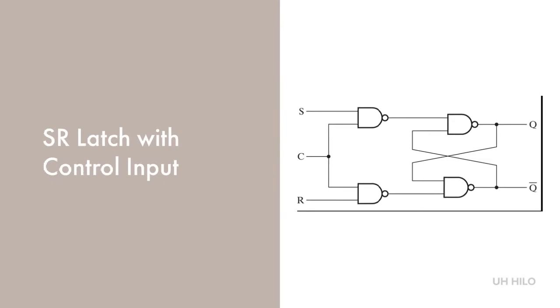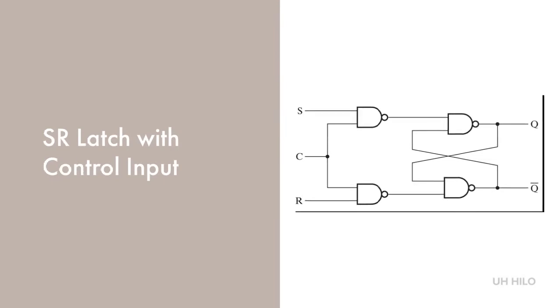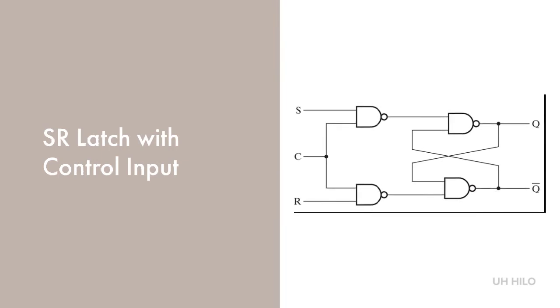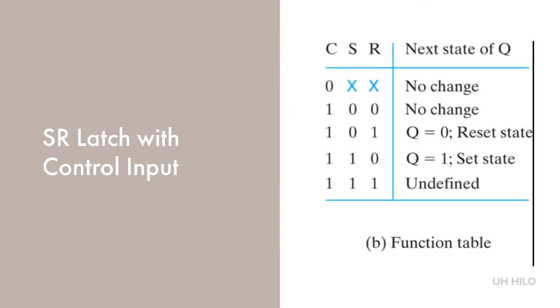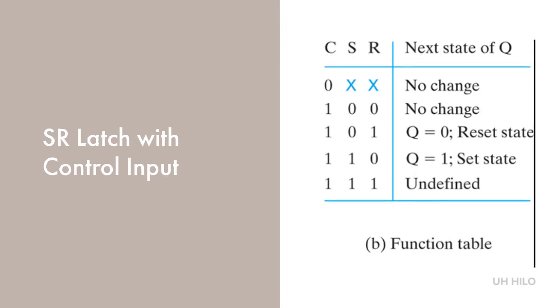The operation of NOR and NAND latches can be modified by providing an additional control input that determines whether the state of the latch can be changed. In this diagram it's C, although sometimes it's labeled as EN for enable. You'll notice that this one has a few more NAND gates. When C or the enable is equal to 0, there cannot be any change to the latch. When C is equal to 1 and the other inputs are both 0, again there are no changes.